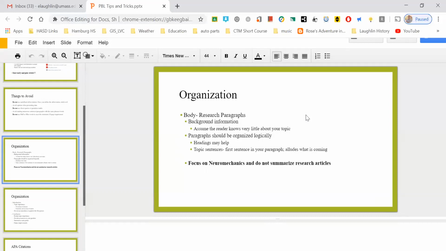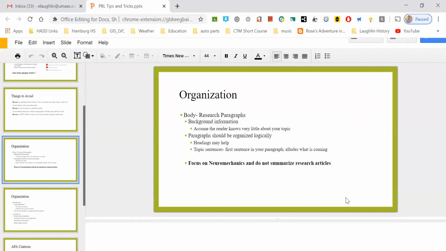And it also helps your reader know where you're going with the paper as well. I also want to mention that Dane sent out an email after the outline saying that the main things to focus on are to mainly write about neuromechanics related topics and to not summarize research articles.